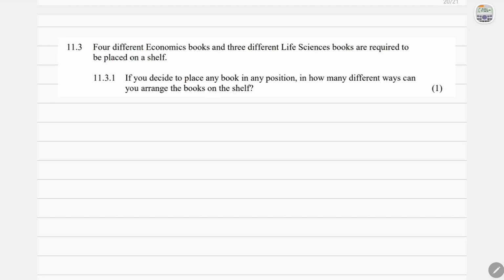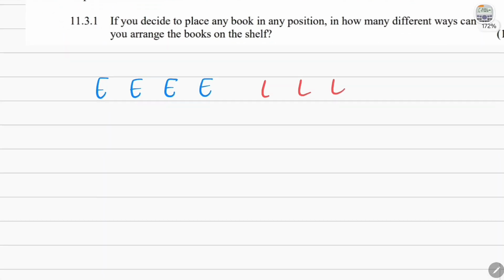Question 11.3 says 4 different economics books and 3 different life science books are required to be placed on a shelf. So there are 4 economics books and 3 life science books. And 11.3.1 says, if you decide to place any book in any position, in how many different ways can you arrange the books on the shelf? Okay, so just remember these are different books. They're not exactly the same.